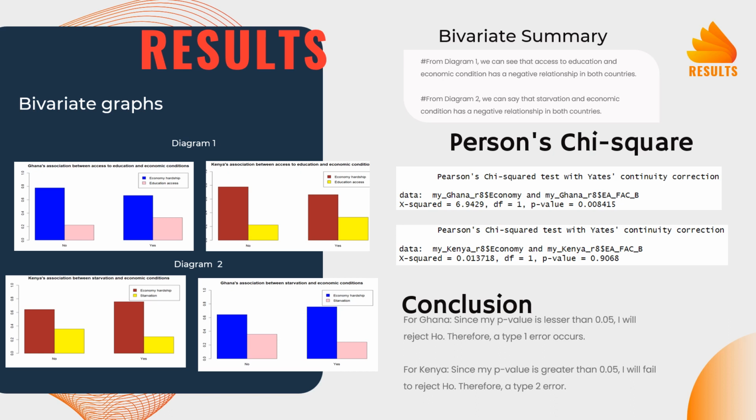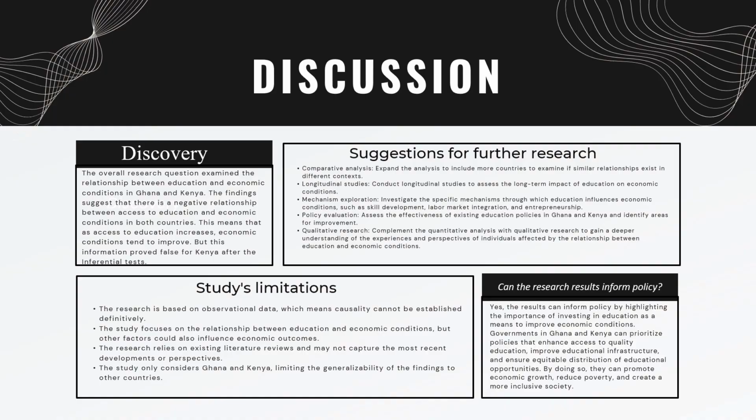Using the inferential test, we arrived at a p-value of 0.008415 for Ghana, which helped us to reject H naught, which could cause a type 1 error. But for Kenya, we saw that there was a type 2 error because we couldn't reject the H naught, because we had 0.906 as the p-value. Looking at the results, we found that economic hardship had an inverse relationship with access to education and starvation.